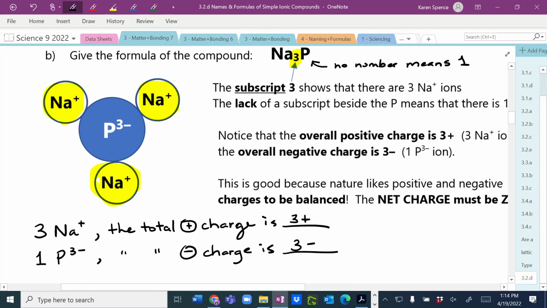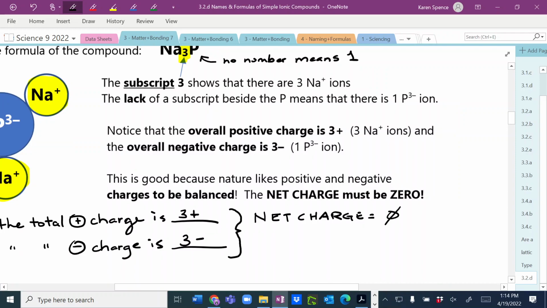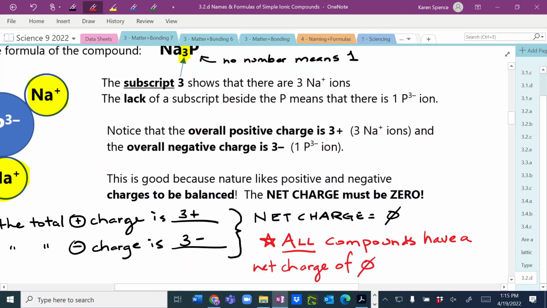Okay, excellent. What is the total net charge? Yeah, the net charge is equal to 0. And in fact, this is really important. All compounds have a net charge of 0. They are always neutral, okay?